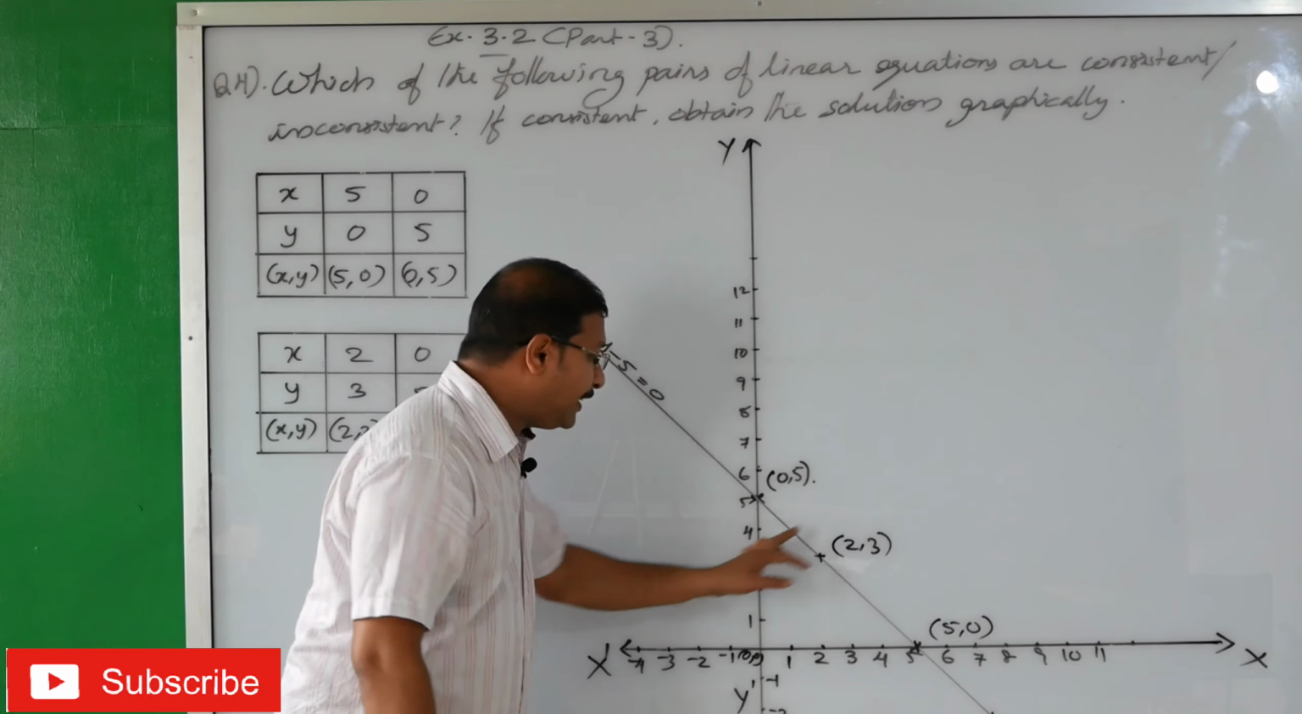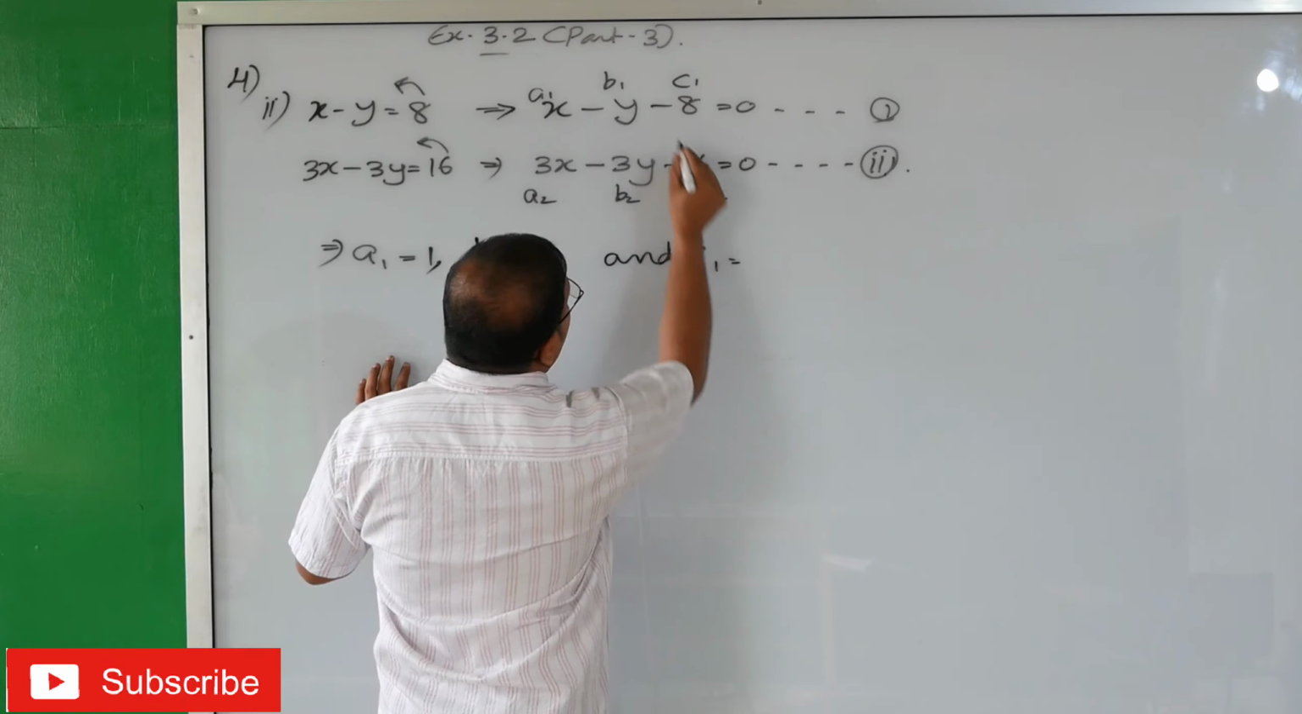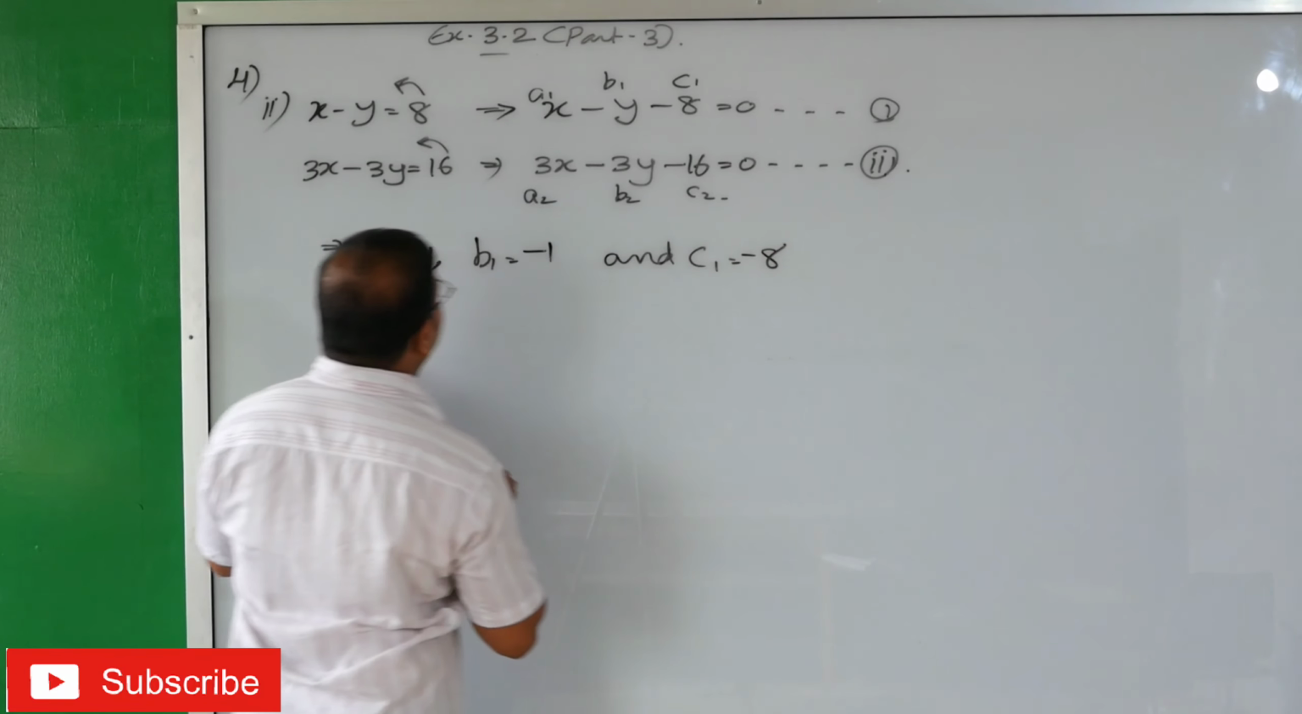From the second equation, we'll take a2, b2 and c2. Ready? This implies, what is the value of a1? a1 means the coefficient of x in the first equation. x means 1 into x is x, isn't it? That means a1 equals 1. See now the value of b1. b1 equals minus y. Minus y means minus 1 into y, isn't it? That means b1 is minus 1. And c1, what is the value of c1? c1 we can take directly, that is minus 8.